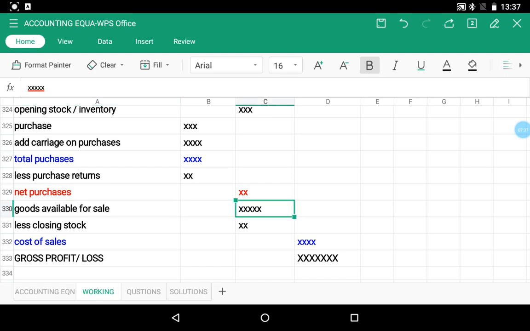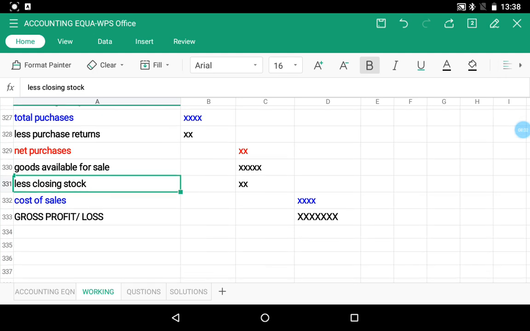Of course, during that period, you will not sell all goods. You will sell some and others will remain in the business. So we are first going to suggest closing stock, the one which is left, the one we are going to start with in the next trading period. So we shall come and get our cost of sales. After getting opening stock, you add net purchases, and you less closing stock to get cost of sales.